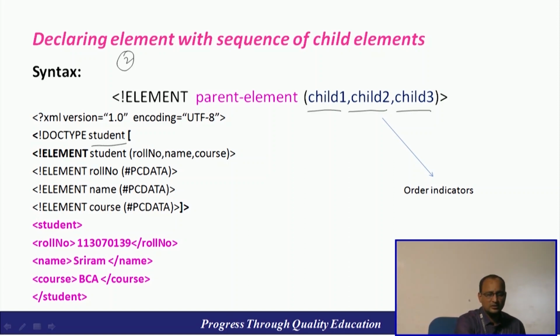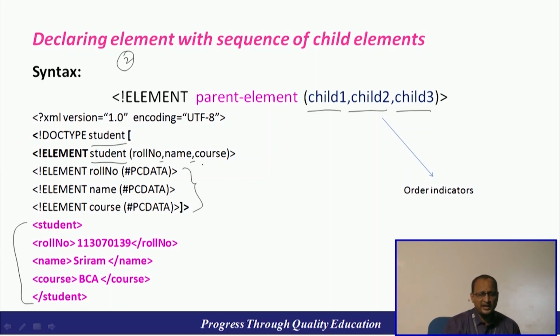Coming to this doctype, the student element, which is the root element. So, I have created the root element as student. Every element should be defined. I have started declaring the student element, which has roll number, comma, name, comma, course. So, this comma is the only separator we need for specifying how many child elements we have. So, roll number, name, course, these are the 3 child elements for student.